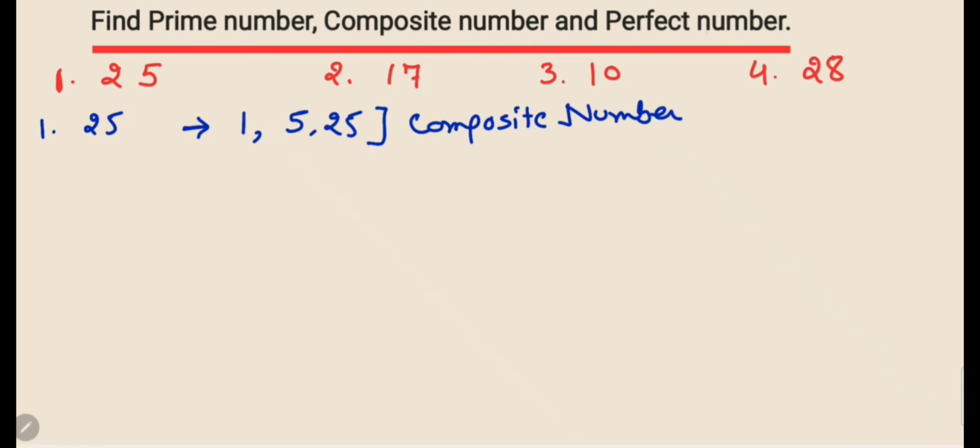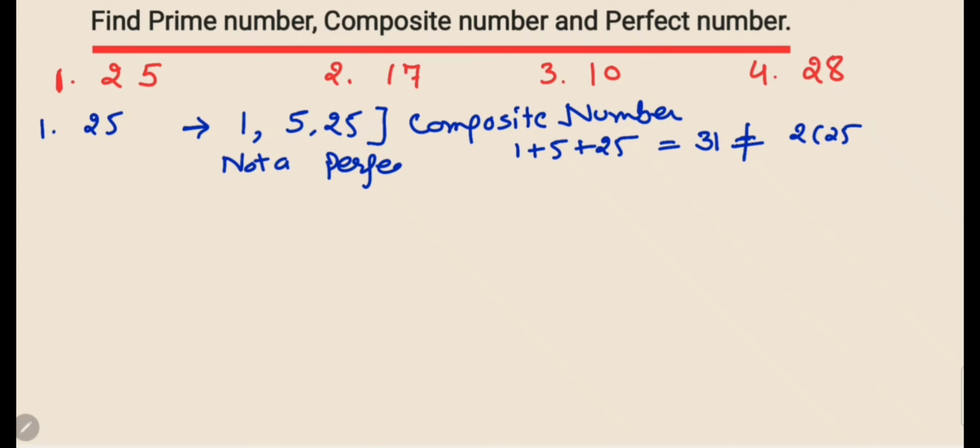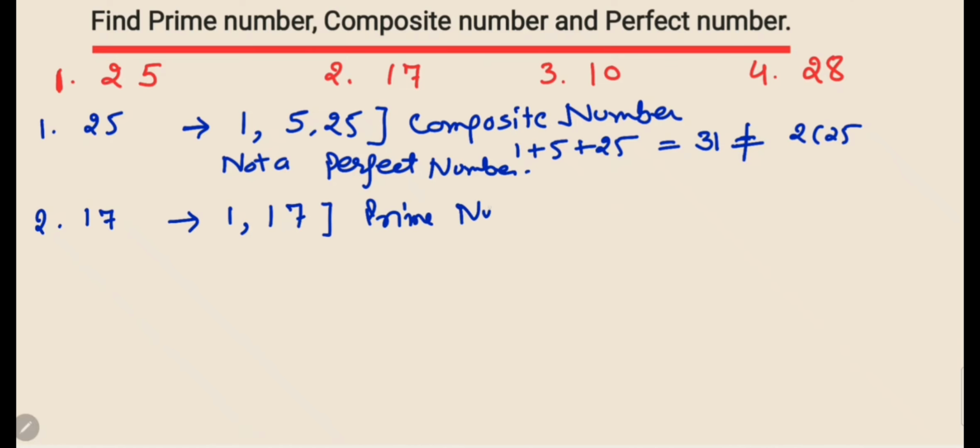Let's see whether this is a perfect number or not. For a perfect number we have to add all its factors. So this will become equal to 31, and we can't write 31 as 2 into 25, which is not correct. So this is not a perfect number. Next we have 17. It has only two factors, 1 and 17. So it means it is a prime number. Prime numbers are not perfect numbers, that we know.